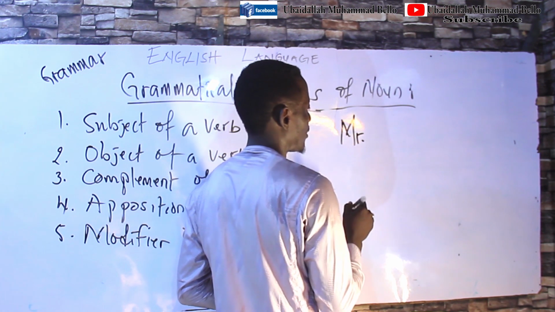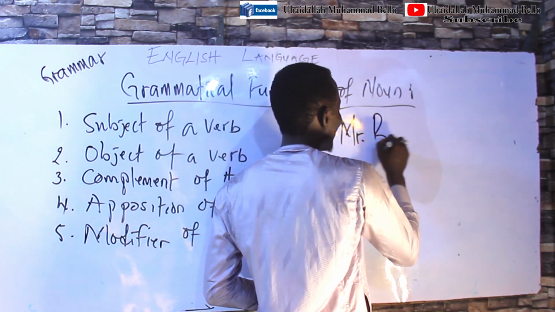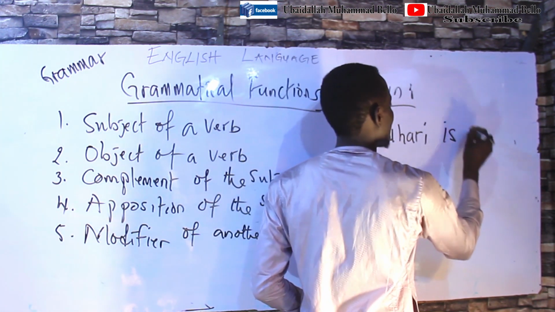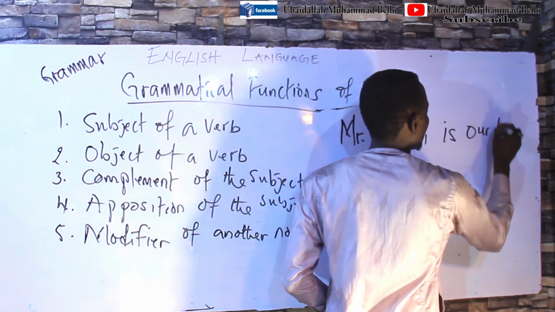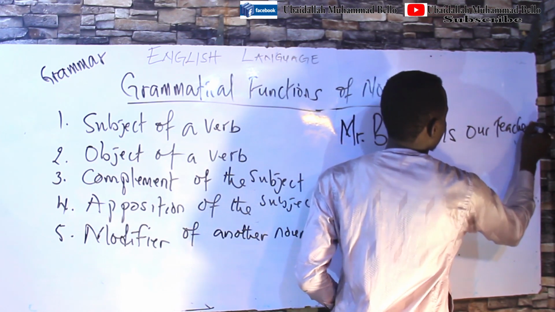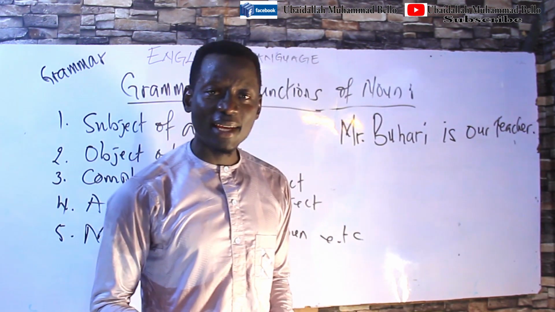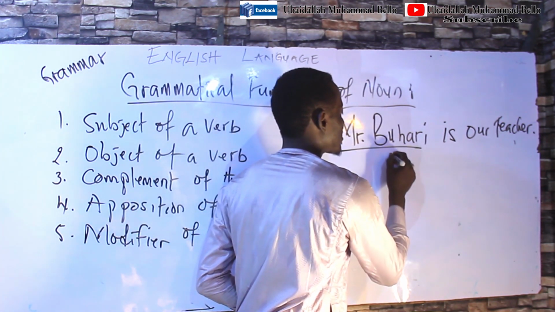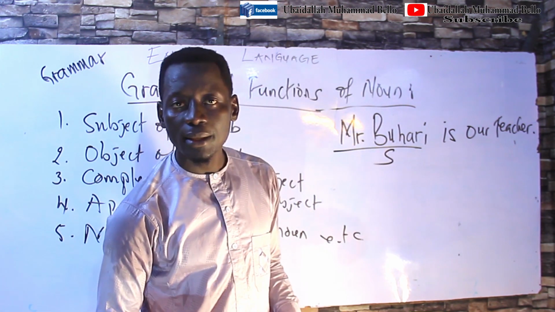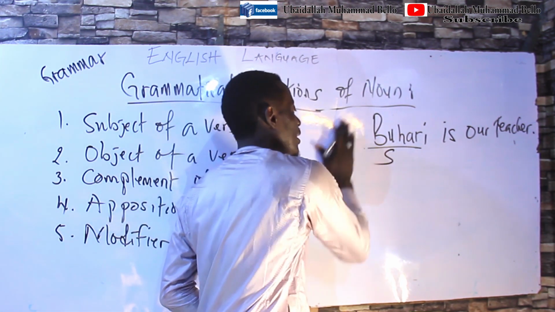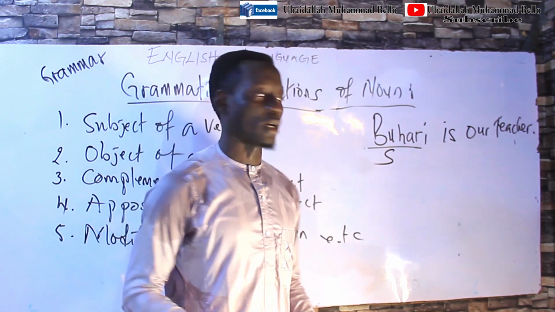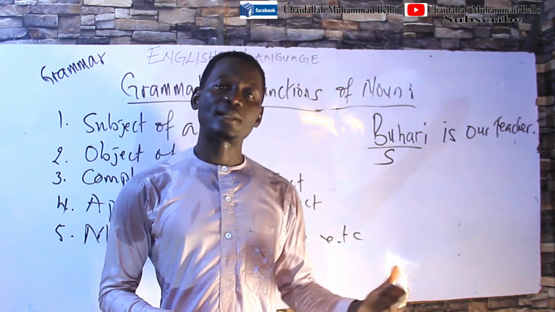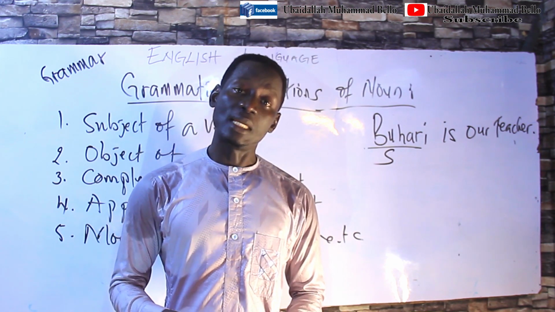Mr. Buhari is our teacher. Mr. Buhari is our teacher. Our subject here is Mr. Buhari. Or removing Mr., let's leave Buhari is our teacher. Buhari here, we agree, is the name of a person. And it has now become a noun.